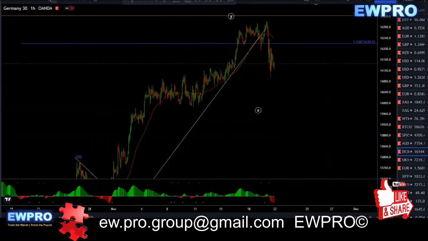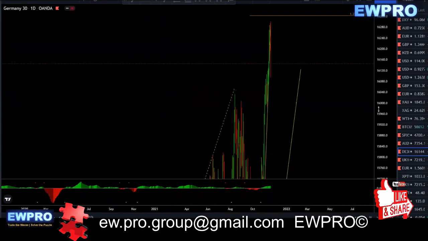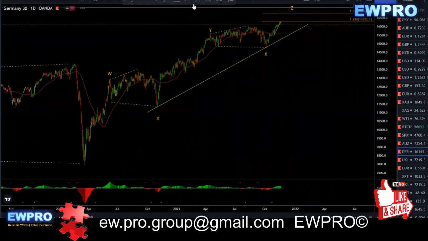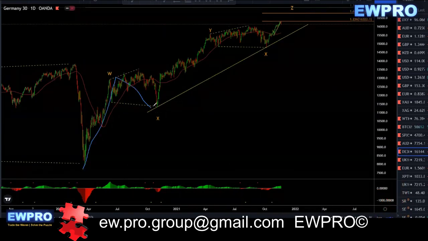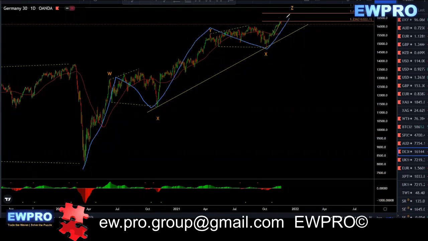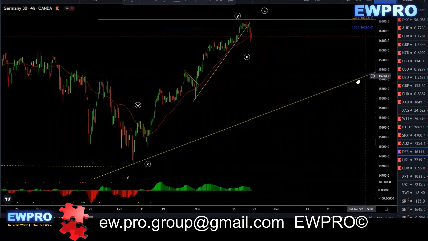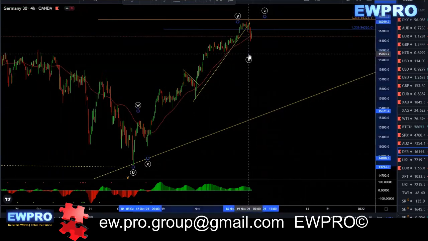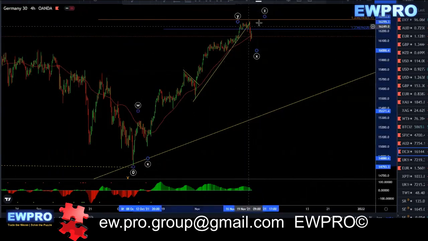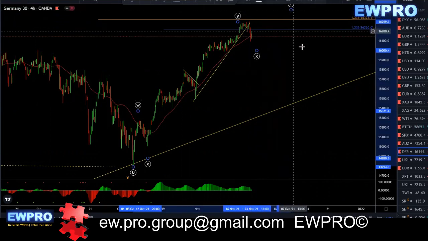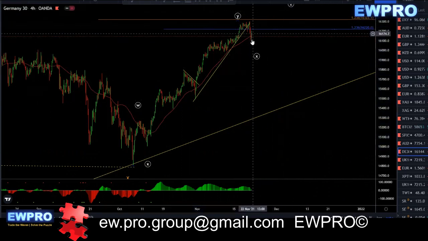The DAX on the daily. So we got a WXY, X2, Z up to the 123.6, the first target. On the H4, looking for this X2 and then a Z up. So we really need to get some downside here to give us that X2.